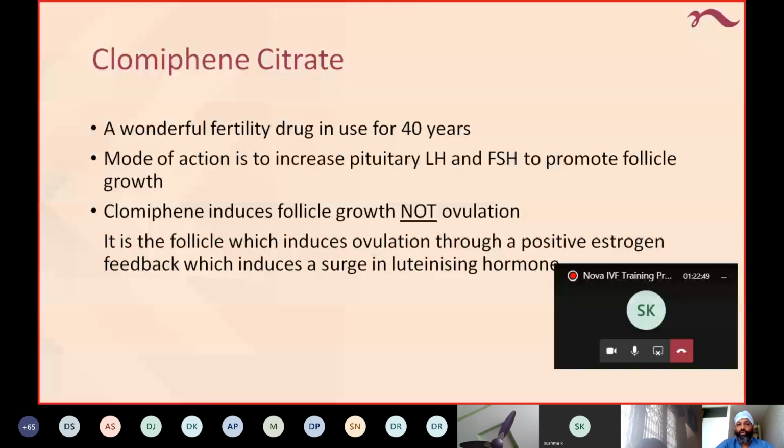Clomiphene induces follicular growth, not ovulation. It doesn't trigger ovulation, but yes, it causes follicular growth. It is the follicle which induces ovulation through positive estrogen feedback. So it is important to get a good size follicle, which will induce ovulation through positive estrogen feedback. This will induce a surge in the LH hormone levels, and the LH in turn will induce ovulation. So it's very important to get a good size follicle for ovulation and egg release. So it will take care of the ovulation also.